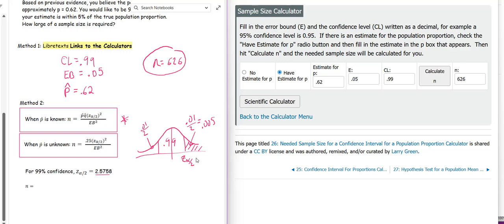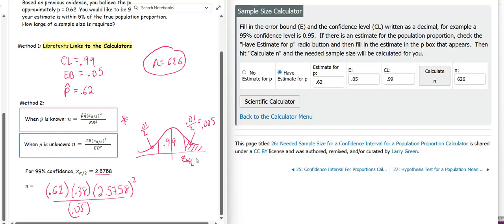Okay, so now let's compute n. N is equal to p hat, which is 0.62, times q hat. Q hat is 1 minus p hat, so that's 0.38. And then we want z sub alpha over 2 squared, so 2.5758 quantity squared divided by our error bound squared, so that's 0.05 quantity squared.